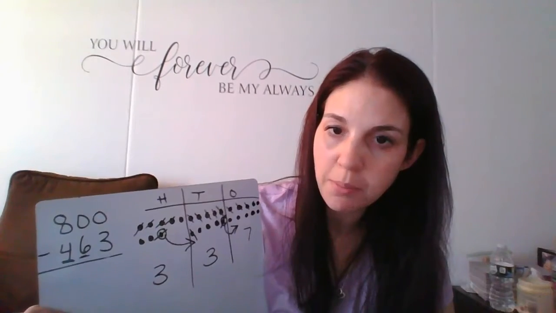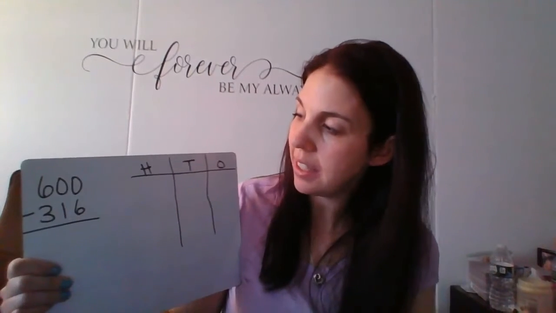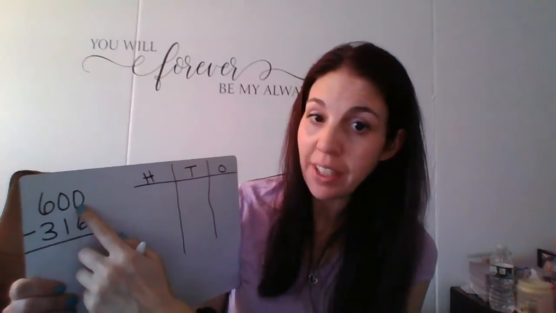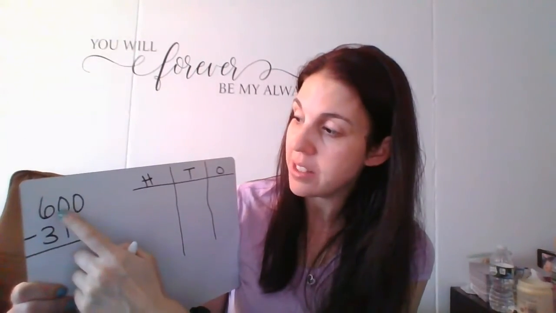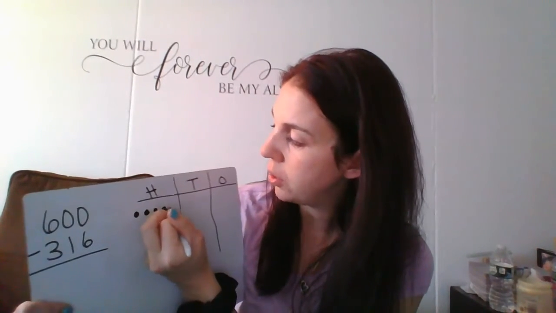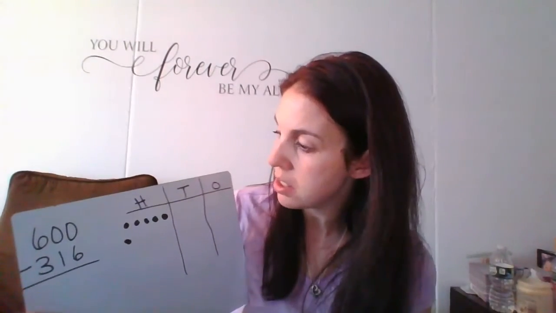I'm going to show you one more problem with zeros in the ones and the tens. And let's see if we can make this a little more simple. Okay, so we have 600 minus 316. We have a 0 in our ones, and we have a 0 in our tens. So we know that we're not going to have enough ones, and we're not going to have enough tens when we first draw out 600. So let's show 600. 6 hundreds, 0 tens, 0 ones.